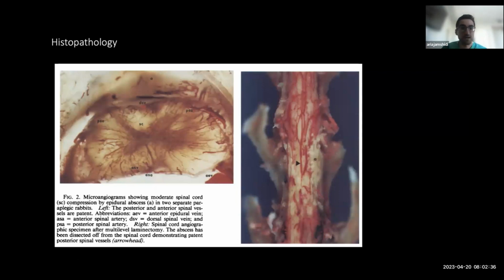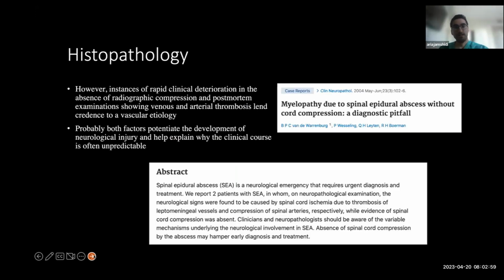And they found that when they looked at these specimens, the anterior spinal artery as well as the dorsal spinal vein remained patent. And then they looked at, again, another spinal cord here of a rabbit after the laminectomy had been performed, and then again found that the posterior spinal vessel remained patent.